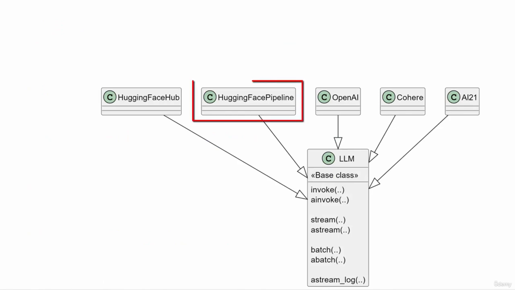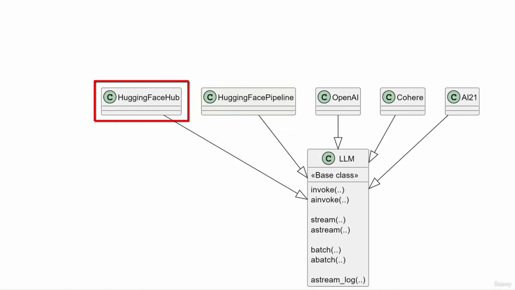The Hugging Face Pipeline class wraps the Hugging Face Pipeline interface with the LangChain LLM interface, which means that when you create an LLM with this class, the model weights and other assets will be downloaded and cached locally. All invocations will happen on the local machine.